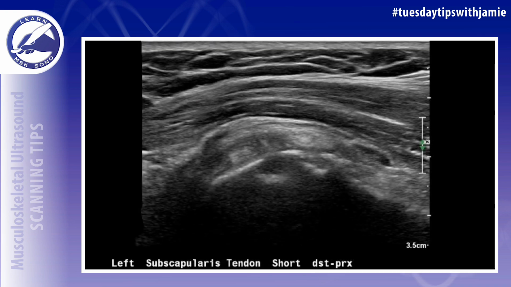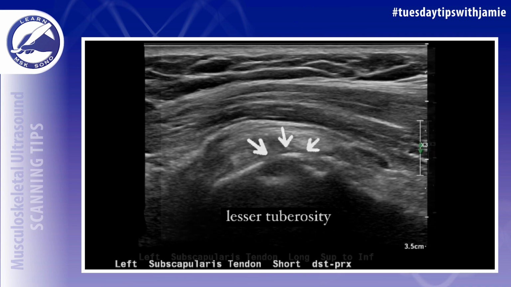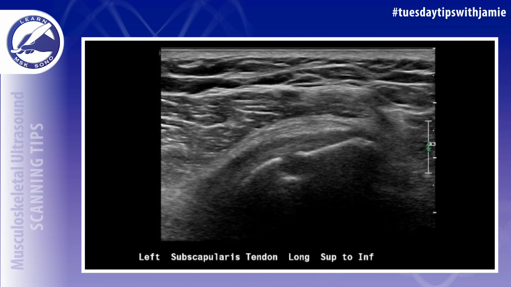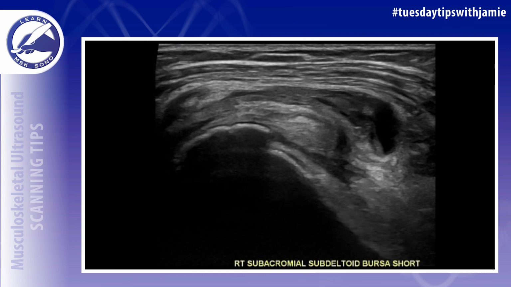When evaluating the rotator cuff tendons for any pathology, you also want to look at the underlying humerus for any cortical irregularity. That's what I'm pointing out with the arrows in this image. This is cortical irregularity, meaning some sort of disruption or change in the bony appearance, and in this case is of the lesser tuberosity where the subscapularis inserts.